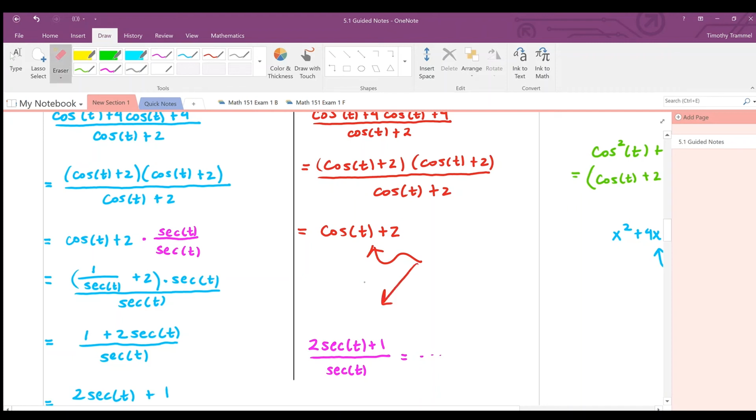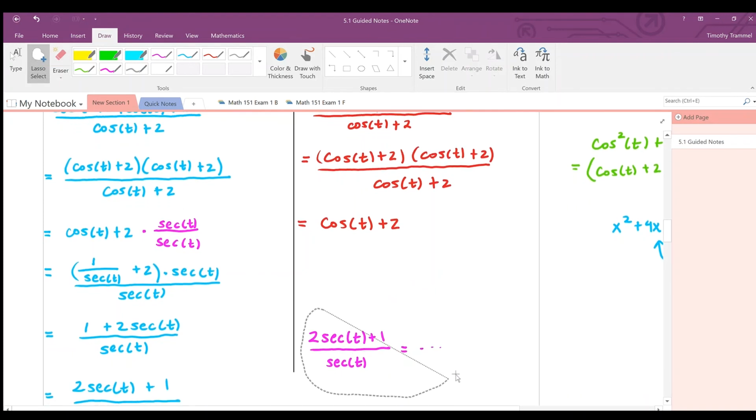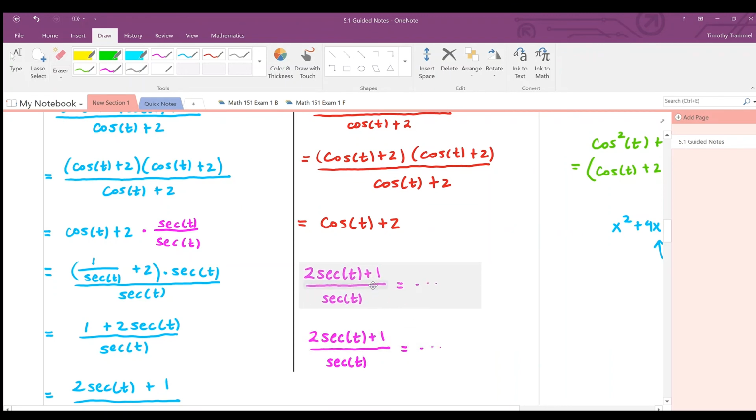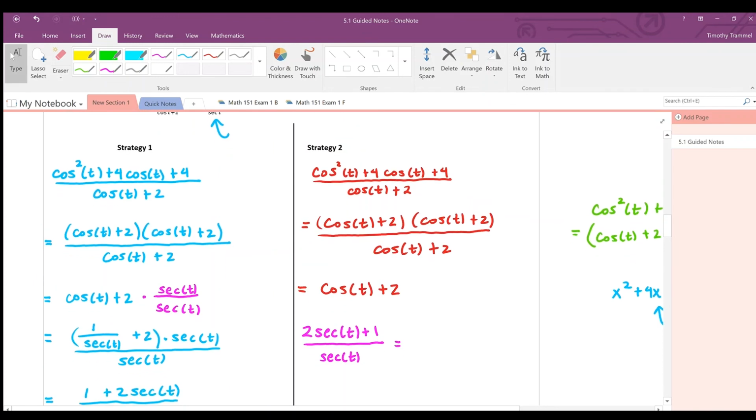Okay. Well, if this does happen, what we'll do is take the other end of the equation, and again, we are going to try and simplify it to any of these three expressions. Because if we can show that this right-hand side is equal to any of the three expressions above, then we know that 2 secant of t plus 1 over secant of t is equal to cosine squared of t plus 4 cosine t plus 4, all divided by cosine of t plus 2.